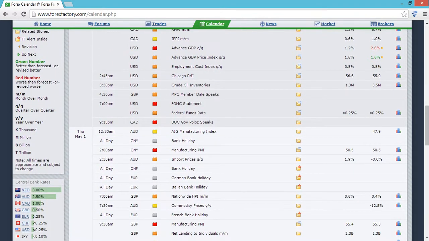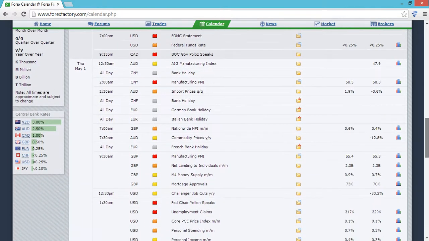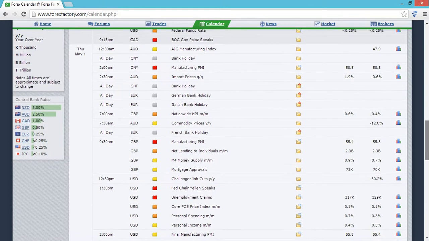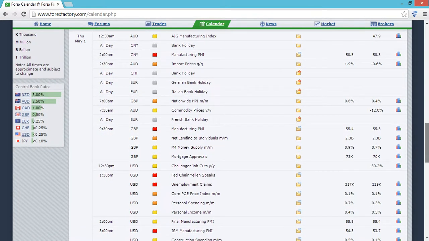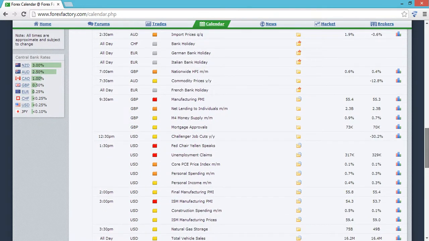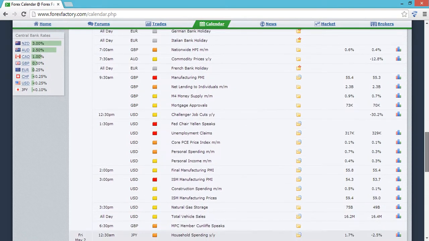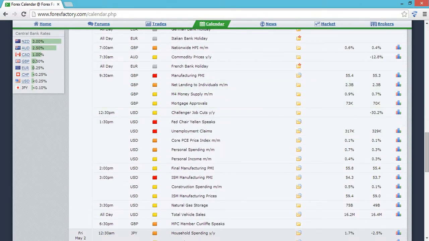And at 7 PM with the FOMC statement, so keep an eye on that. That's very important in terms of the markets. At 9:15 PM with the Bank of Canada, Governor Poloz speaking again. On Thursday, we have overnight from China the manufacturing PMI. At 9:30, we have more UK data, the manufacturing PMI this time. Expected fairly similar to the previous number there.